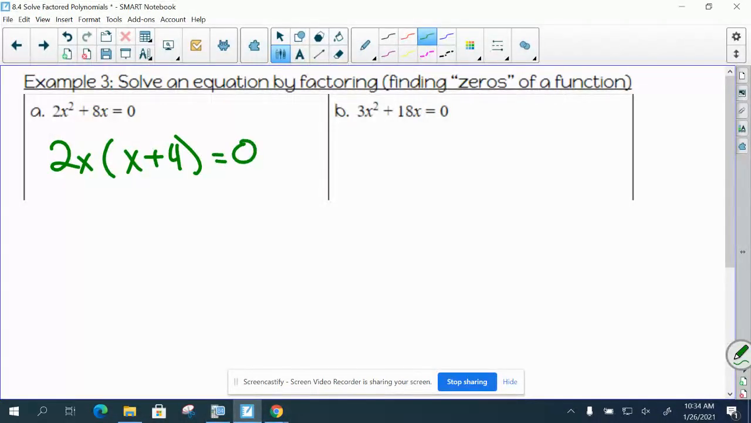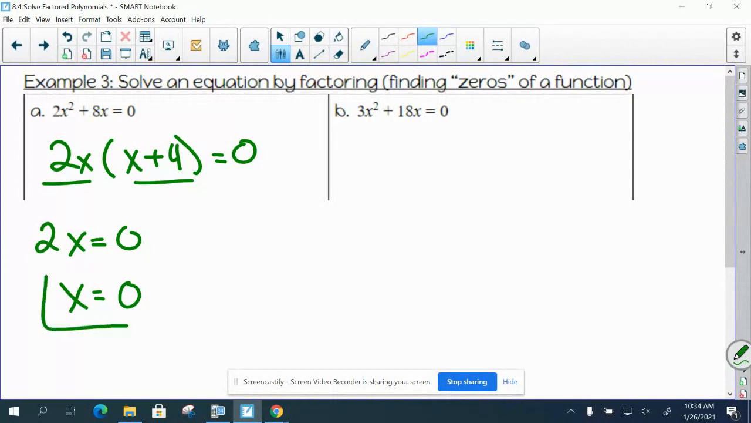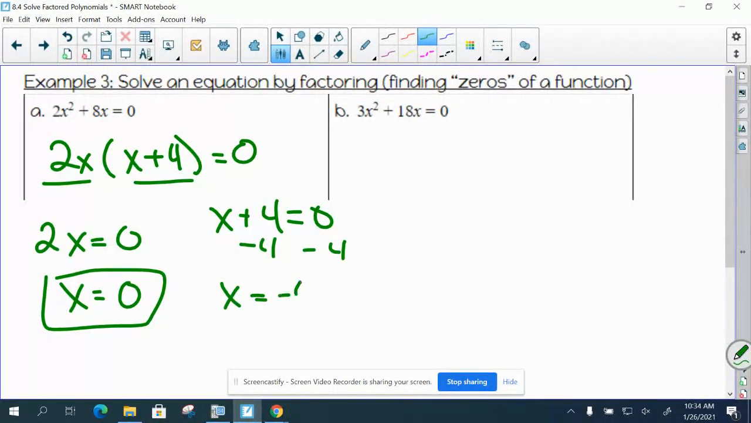And then to solve, we would set each factor equal to 0. So set 2x equal to 0. If you divide by 2, you still get 0. So this is just x equals 0. So that's one answer. And then x plus 4 equals 0. Subtract the 4 over, and you get x equals negative 4. So that's your other solution. Okay, if you graph this in Desmos, those would be your x-intercepts.